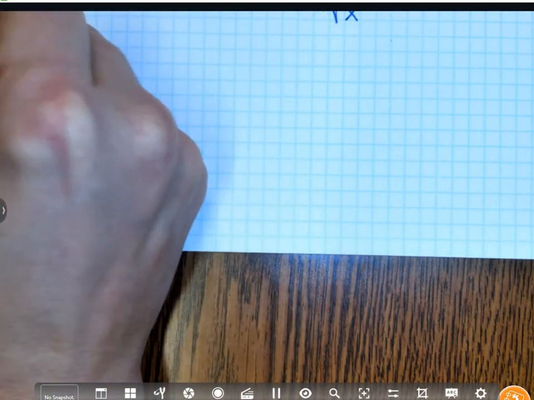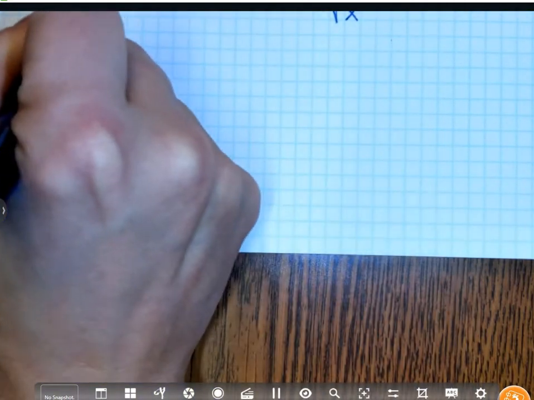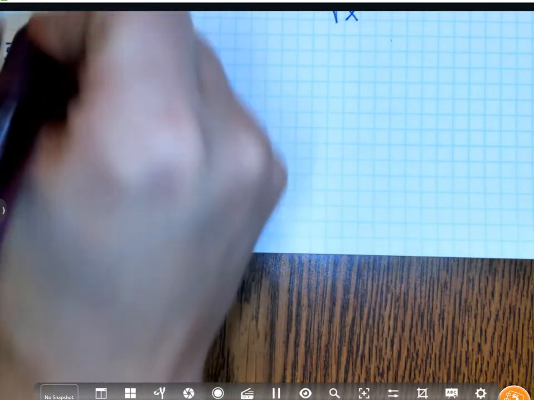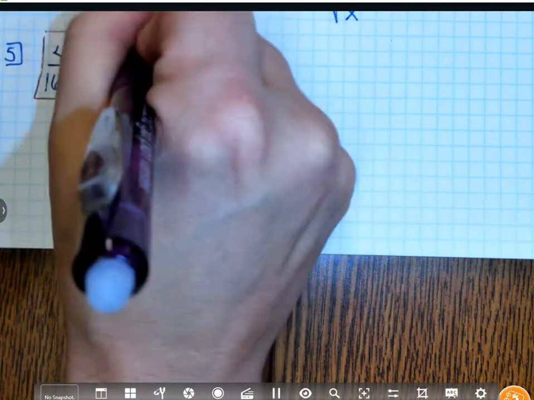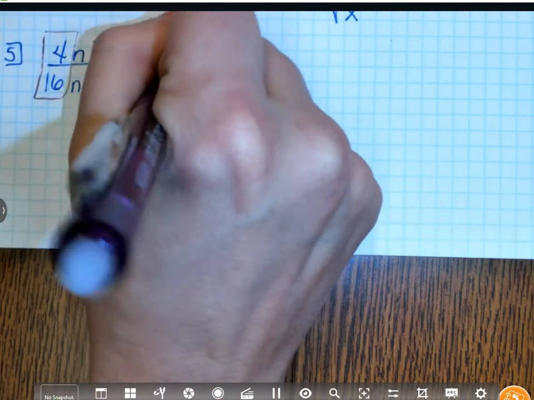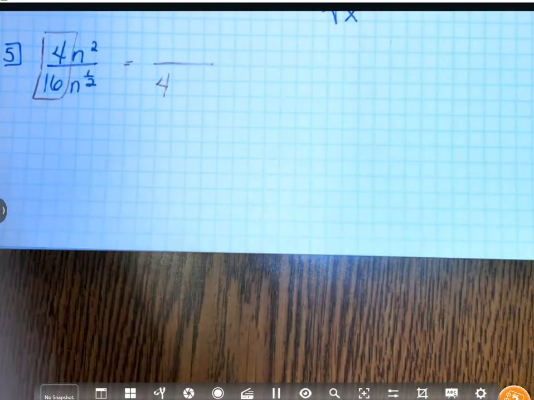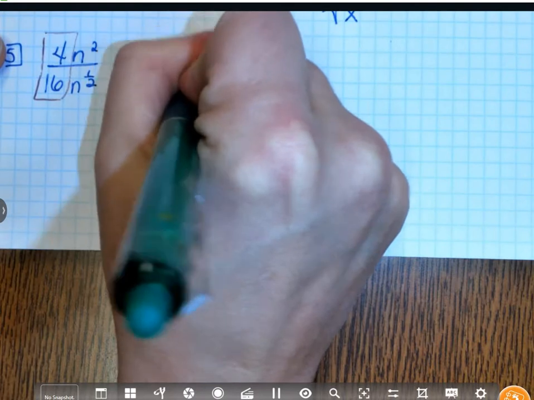So number 5, switching gears, said 4n squared over 16 n to the 1/2. I'm really hoping that you guys all look at this and go, oh, I know that one. What is 4 over 16? 1/4. So that means the 4 would be in the denominator, and then I have this n squared and n to the 1/2.